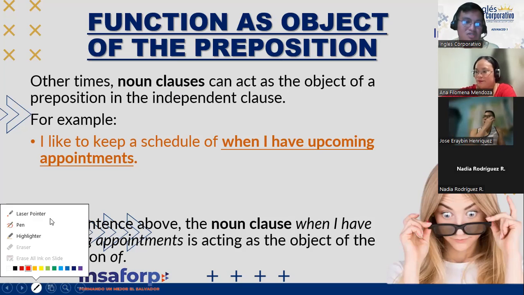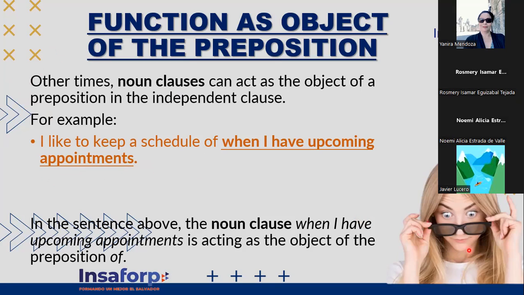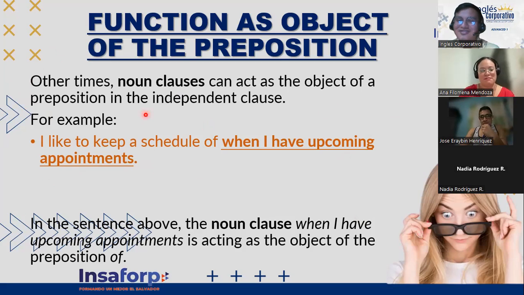But okay, so I will need someone's participation here to help me reading this first part. You know what? I will decide now because I see some people. I can help you, teacher. Okay, so Philomena, go ahead. Go first and then we have Irving, okay? Thank you. Other time, noun clauses can add that the object of the preposition in the independent clause. Exactly. Okay. In the independent clause.